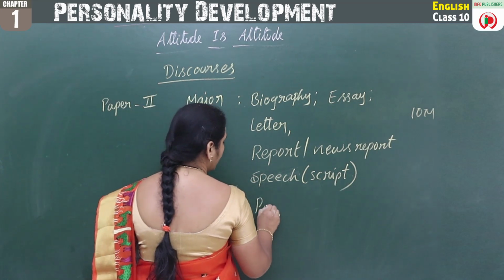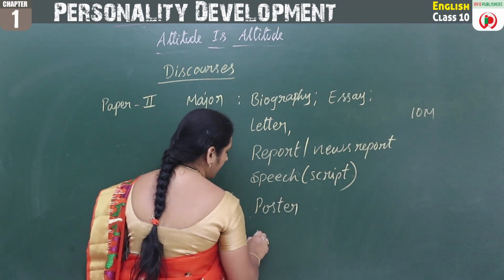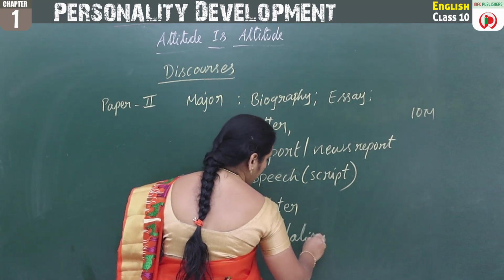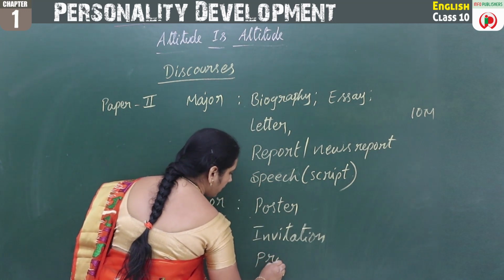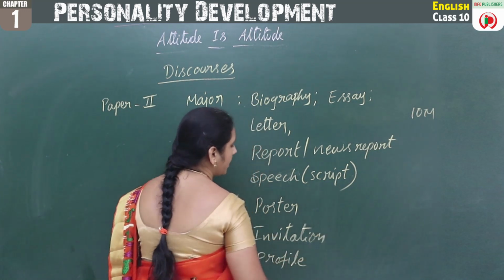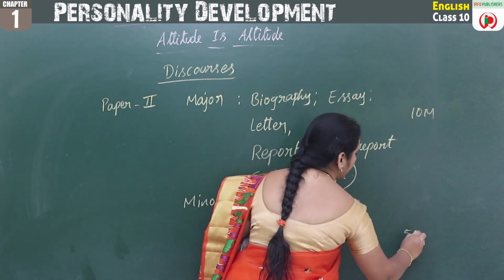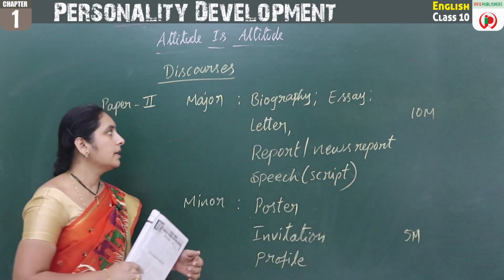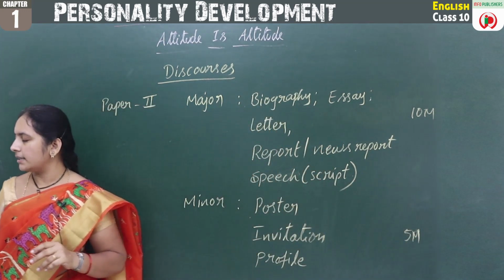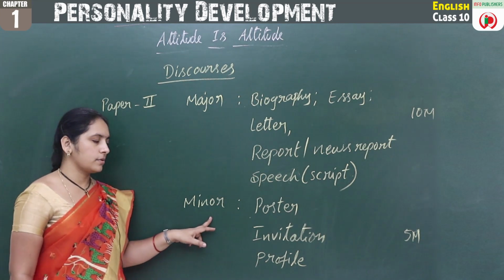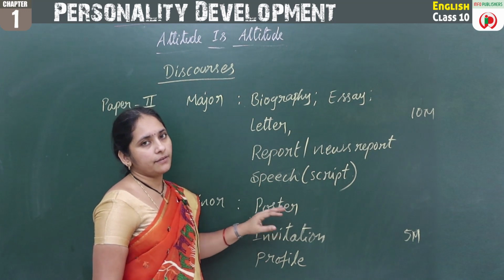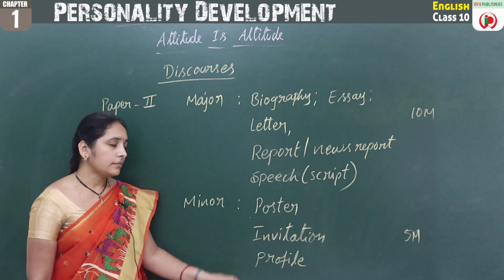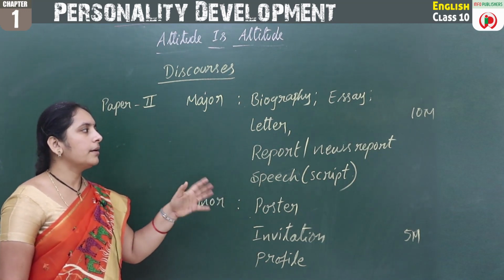Minor discourses, what do we have? That is poster writing, invitation, and profile preparation. So these topics are for 5 marks. From these 3 topics, any one for 5 marks in Paper 2 minor discourse. These are major discourses and this is minor discourse. From these topics, 2 you will get, and from this, 1. This is for 10 marks and this is for 5 marks. So these topics we should prepare.